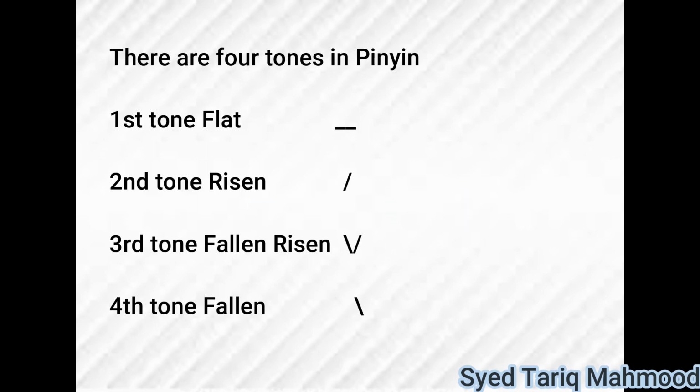After the finals, we have tones in Chinese language. So basically there are four tones in Chinese language. First is flat, second tone is rising, third tone is falling-rising, and fourth is falling. Now listen to the example carefully to see how you can distinguish these tones. First of all, we also use these tones but we never focus on this.